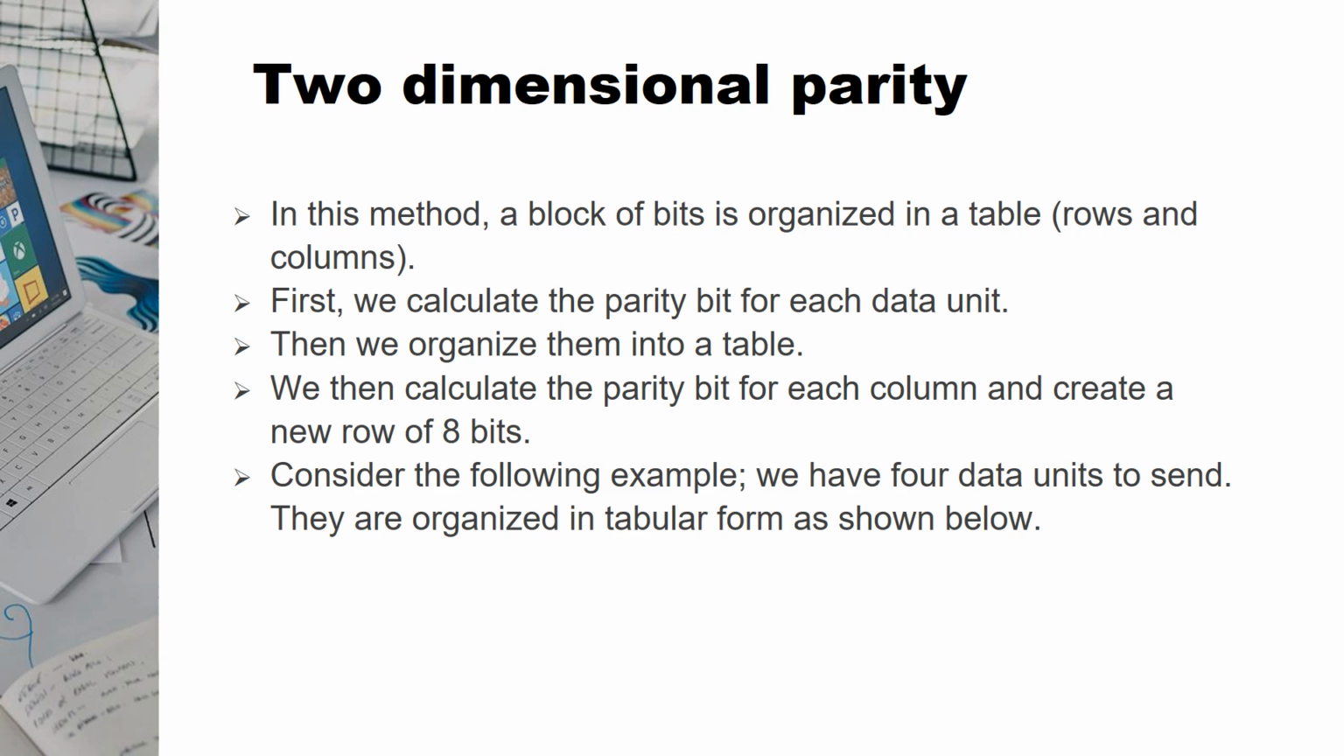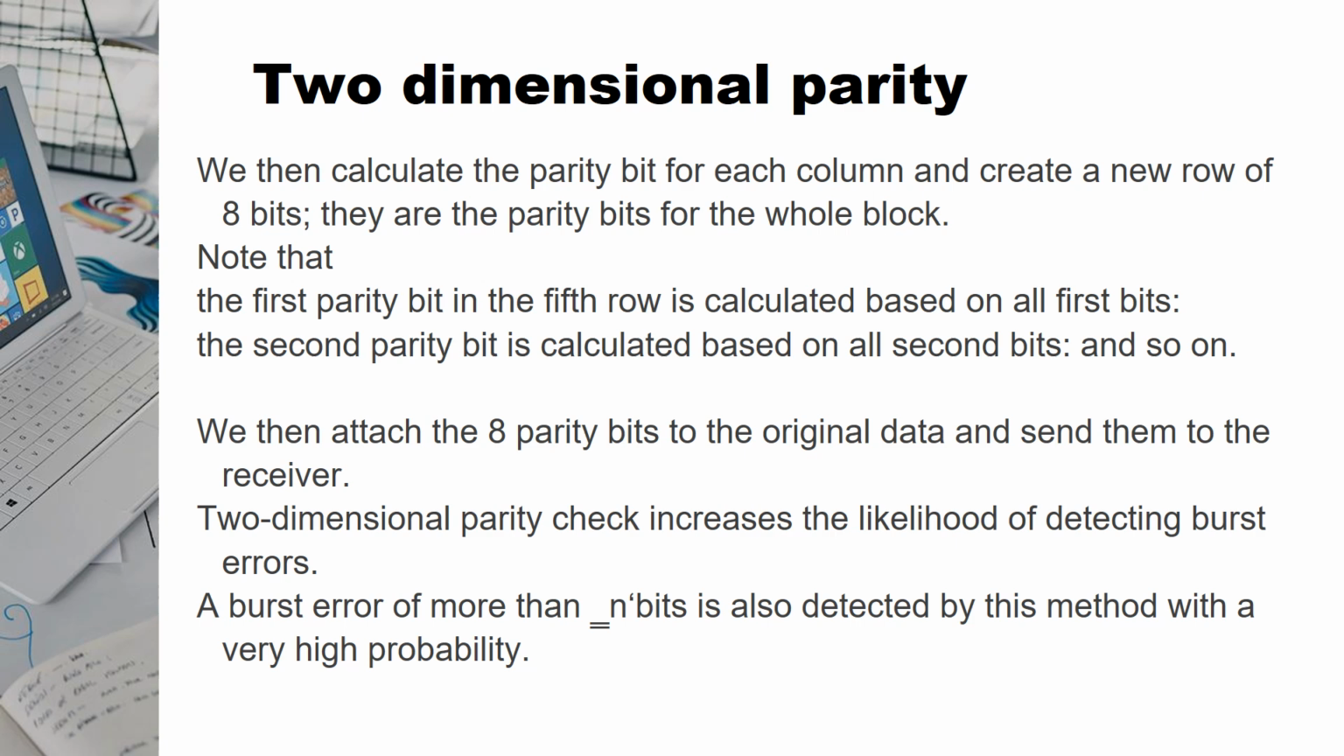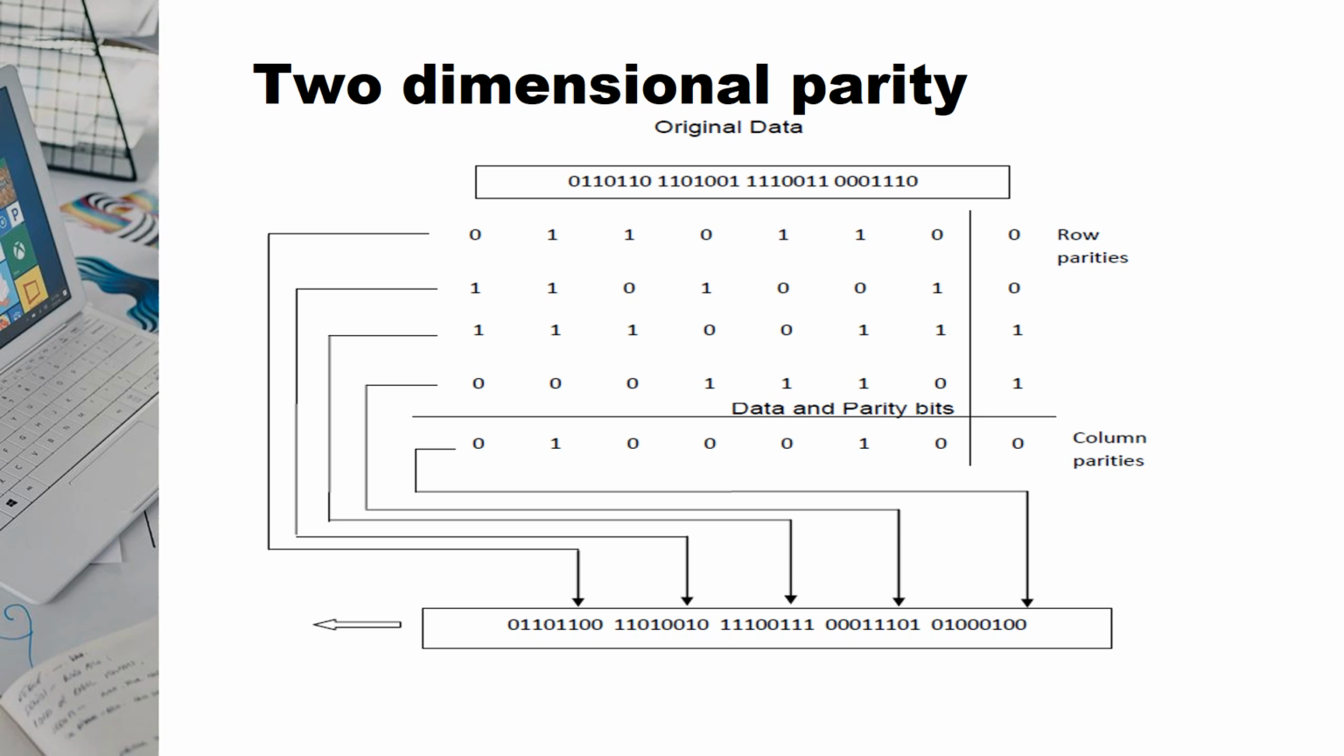So this is an example that I'm going to use. In this method, a block of bits is organized in a table. So here the original data is given. There is 0, 1, 1, 0, 1, 1, 0, right? You can see that there are 7 bits in 4 blocks. So here we need to organize our bits into blocks, right? So the first block is given, the second block, the third block, and then the fourth block is given.